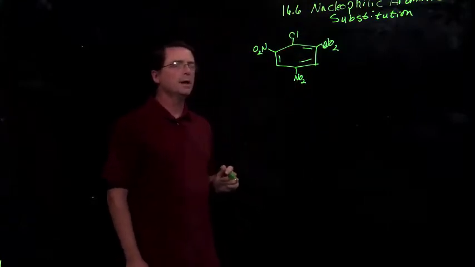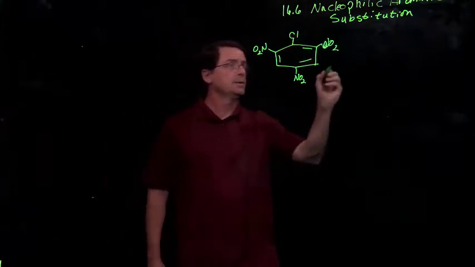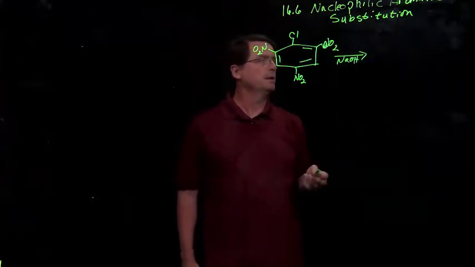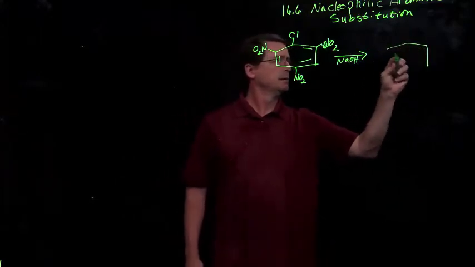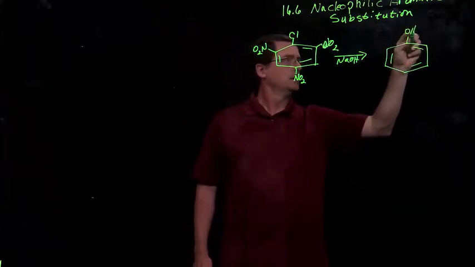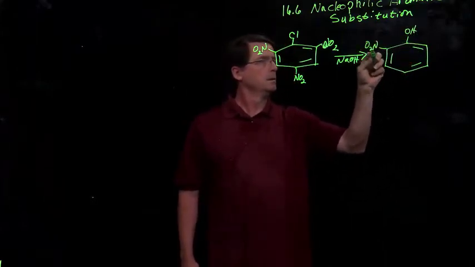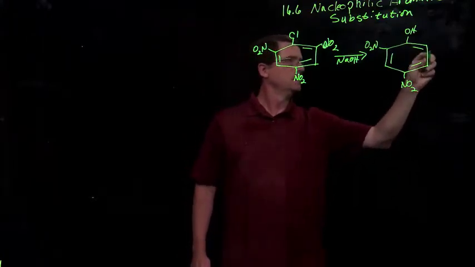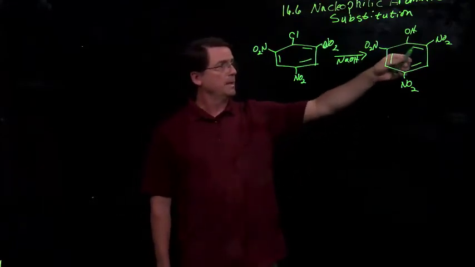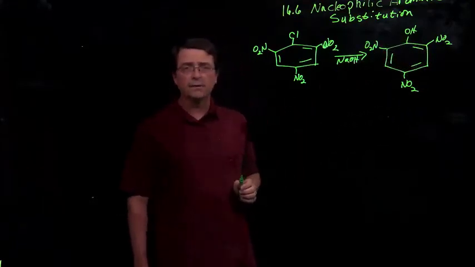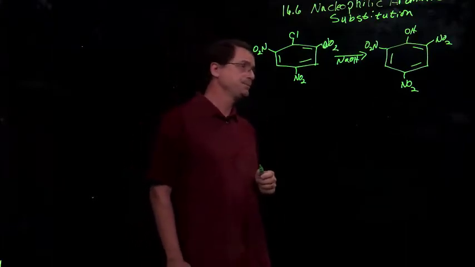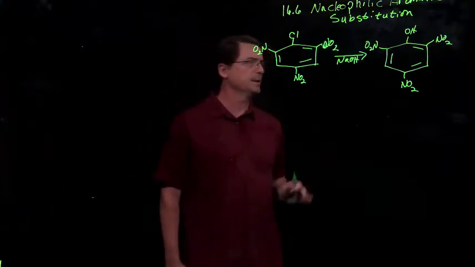If we have trinitrochlorobenzene and we treat this with sodium hydroxide, we make picric acid. That is trinitrophenol. This is a very, very acidic alcohol. The pKa is down around 1 or so. Don't quote me exactly on that number, but it's in that region.